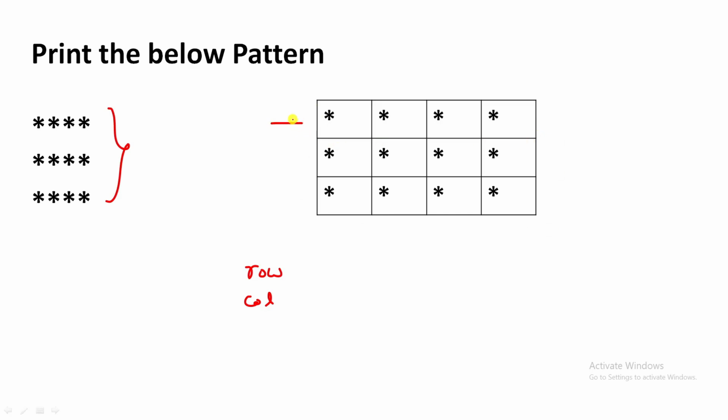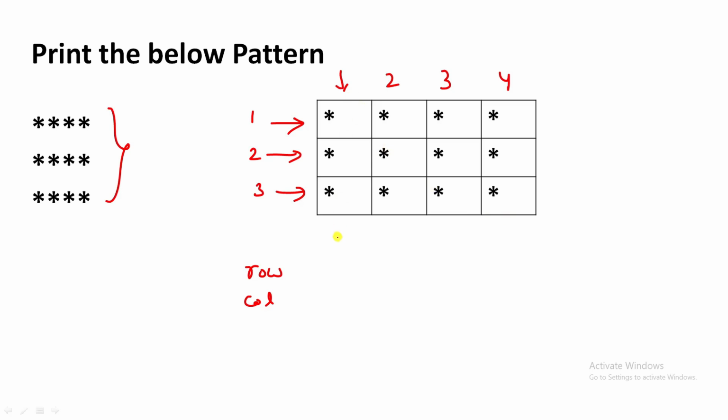So here you can see, how many rows are there? 3 rows. This is row number 1, row number 2, and row number 3. And how many columns? This is column number 1, this is column number 2, this is column number 3, and this one is column number 4, right? So one row contains how many stars? 4 stars. Second row, 4 stars. Third row also contains 4 stars, right?